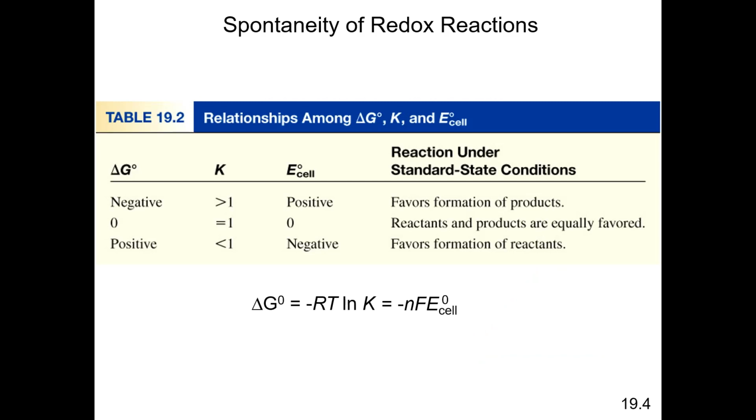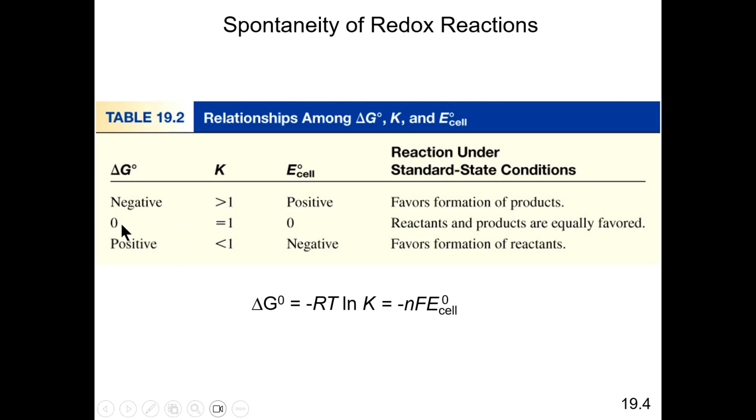To summarize what we have just learned, for a reaction to be spontaneous, delta G has to be negative, which means that K must be greater than 1. That is the conclusion you can come to based on this equation right here. Delta G is negative, K is greater than 1, which means correspondingly that the EMF of the cell must be positive. Under those conditions, the products will be favored in terms of their formation. So in order for the products to be favored, delta G would have to be negative, K would have to be greater than 1, and the EMF of the cell would have to be positive.